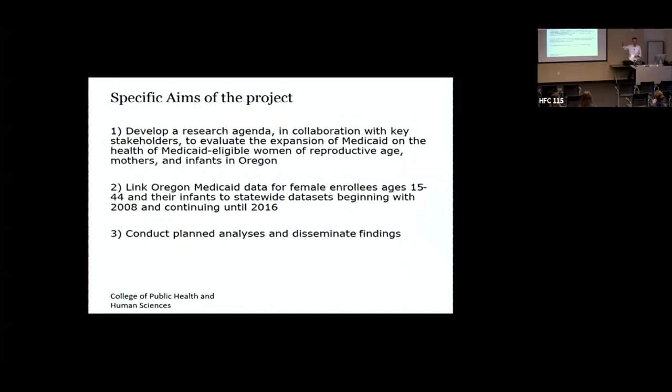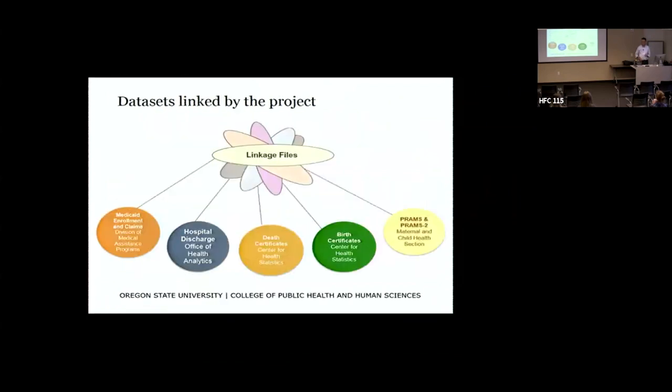And the data started in 2008, which is when the current revision of the National Standard Birth Certificate became available, going all the way through 2016. So that means we had about 6 years of data before Medicaid expansion, 3 years of data after Medicaid expansion. And then conducting the planned analyses and disseminating findings. I don't know that we put a count on how many analyses we've done. But it's probably 15 or so distinct analyses.